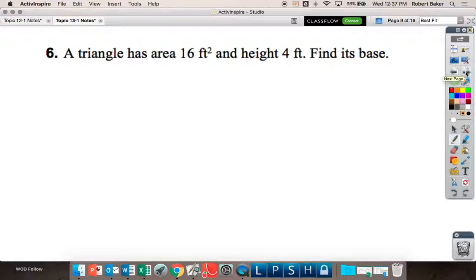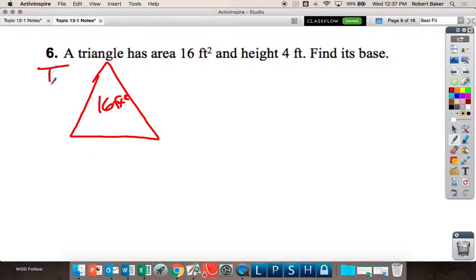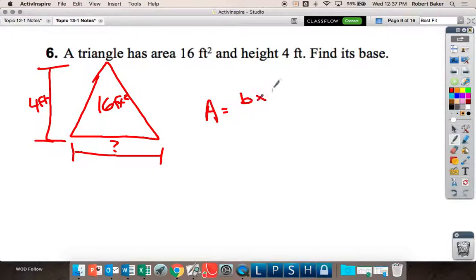The triangle has an area of 16 feet squared and a height of 4 feet. Find the base. So now we got homeboy triangle again. The area is 16 feet squared. But now I know that the height from here to here is 4 feet. I'm looking for the base. So area is equal to base times height divided by 2.